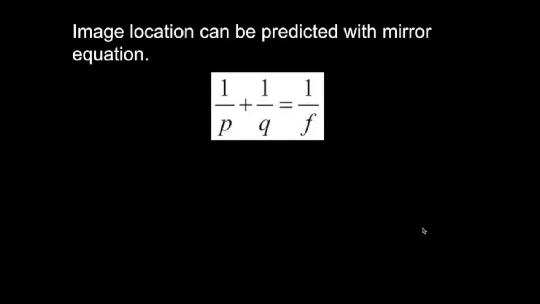Now, this equation right here is the mirror equation, but it's also the thin lens equation. And I've talked about these letters earlier. P is your object distance, so it's how far the actual physical object is from the mirror. Q is the image distance. This is how far away your image is from the mirror. And then F is the focal point. We didn't really talk about a focal point with a flat mirror because flat mirrors' focal points are at infinity.